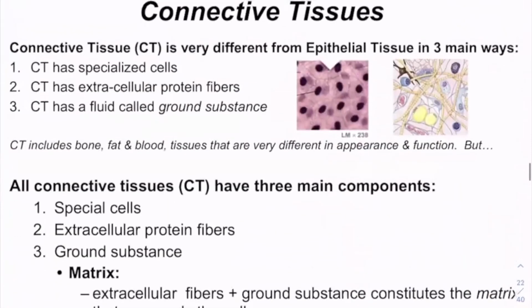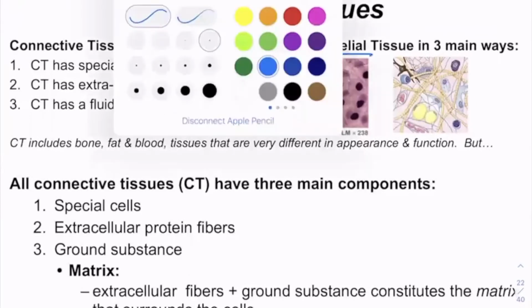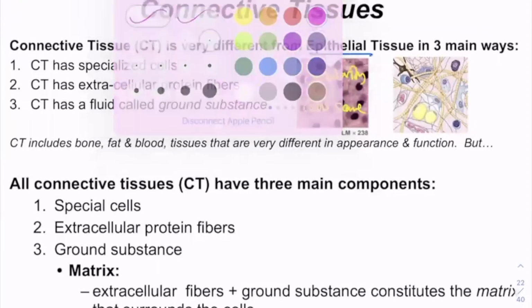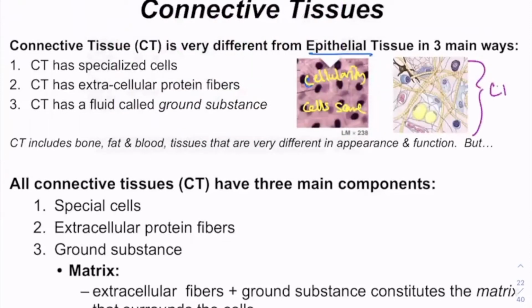All right, last we're going to talk about connective tissue. And again, remember, we're going to contrast it a little bit with epithelial tissue. So epithelial tissue is cellular, right? So cellularity, all these cells are the same. That is very different from this. This is a sample of connective tissue.